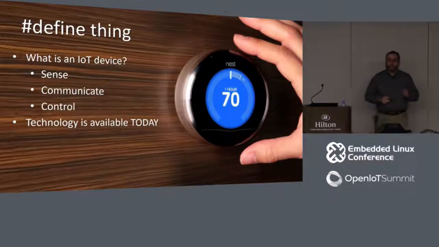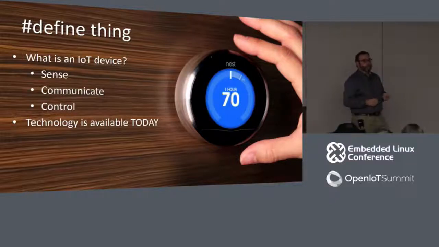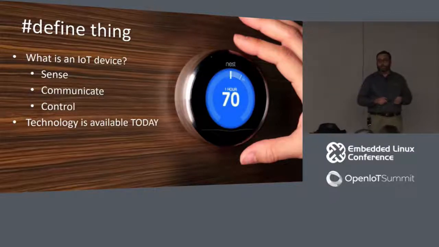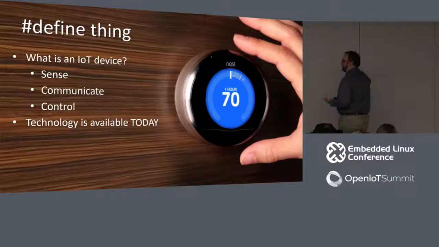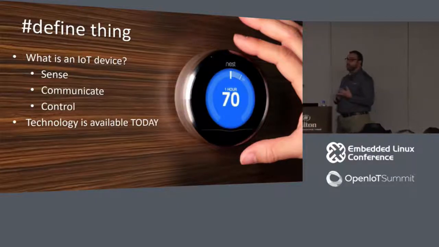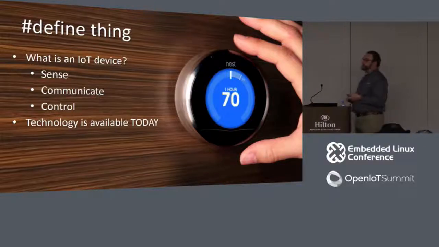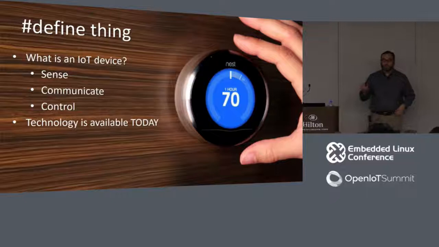If you boil it down, IoT devices all have three key and very important characteristics built into them. They have the ability to sense the world around them. They communicate using standard internet protocols, maybe even programming languages, and they have the ability to control something in the real and physical world. So they sense, they communicate, and they control, just like that Nest thermostat.